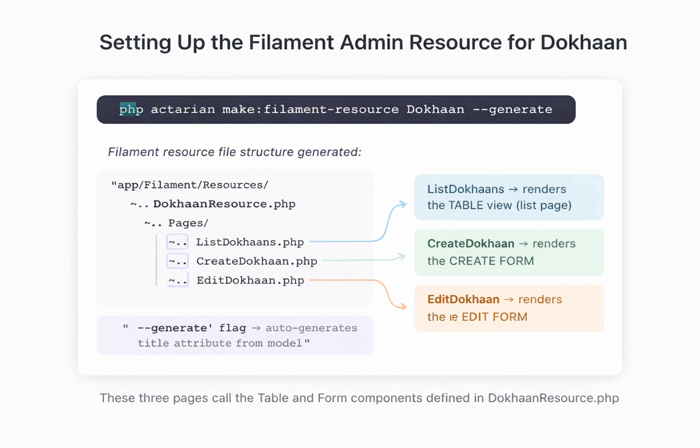Filament creates 3-page files: the list page for the table view, the create page for the creation form, and the edit page for the edit form. These 3 pages are essentially wrappers. They call the table and form components that you define in the main resource file. The list page is the full table view. The create page is just the form input section. The edit page is also just the form, but for editing existing records.